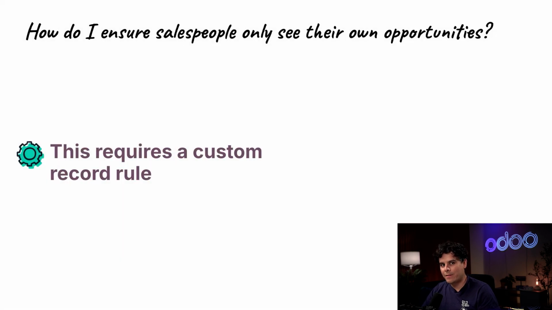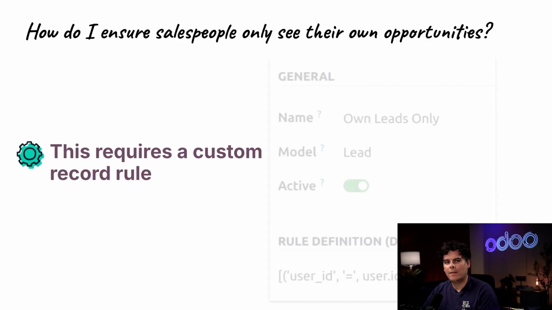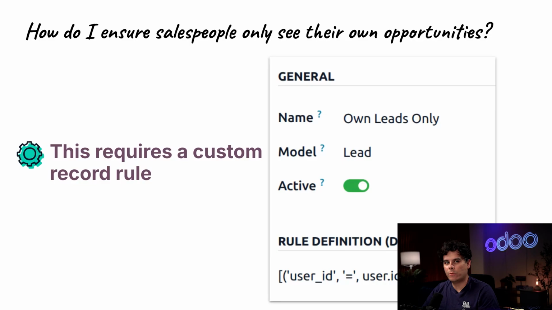How do I ensure salespeople only see their own opportunities? While the own documents only group works for sales orders, it doesn't apply to CRM leads by default. You're going to need a custom record rule on the crm.lead model. For example, in our case, we're going to use user_id equals user.id. This ensures users only see their own pipeline.